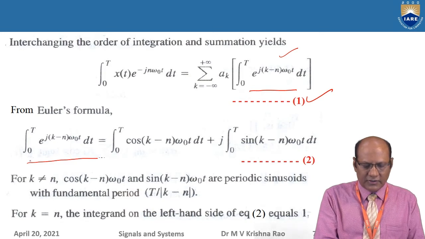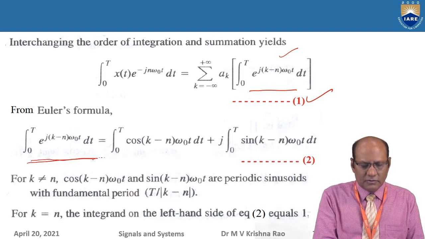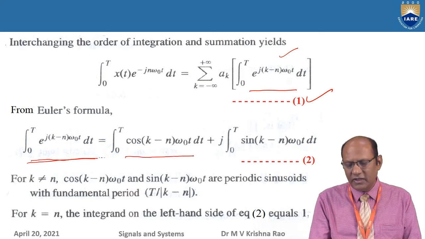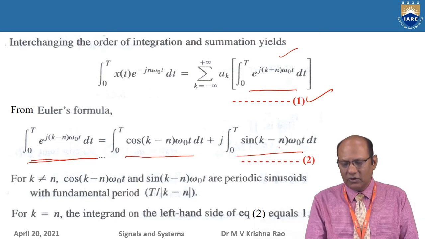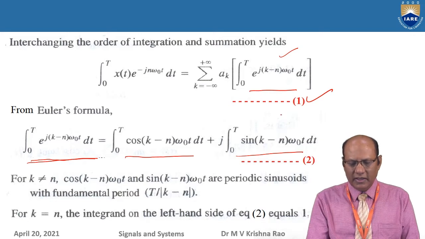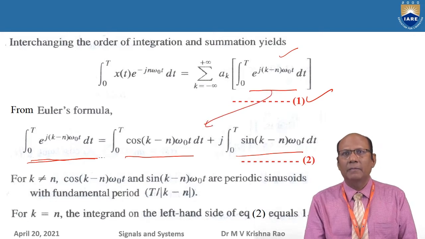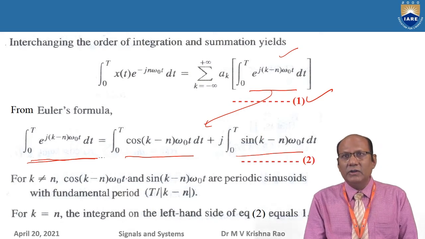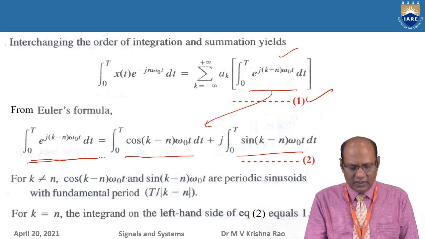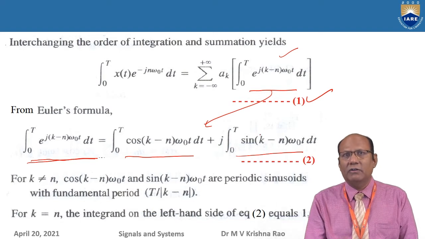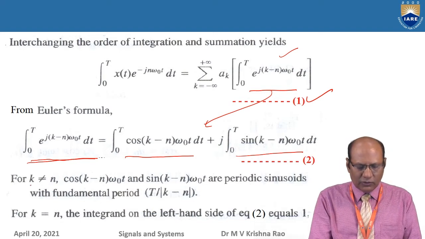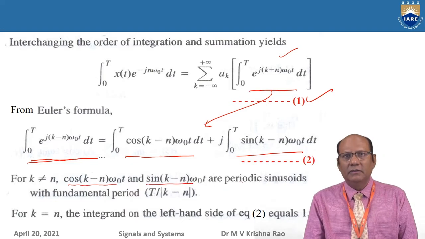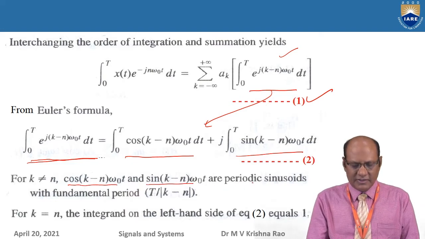And if I consider this one, from Euler's formula, I have cos plus j sine. Let us call this equation 2. So this is nothing but the expansion of this term, that's all. Now, if you see the nature of this one, for k equal to n, what happens? For k not equal to n, what happens? If k is not equal to n, these cos and sine terms are periodic signals, periodic sinusoids basically.